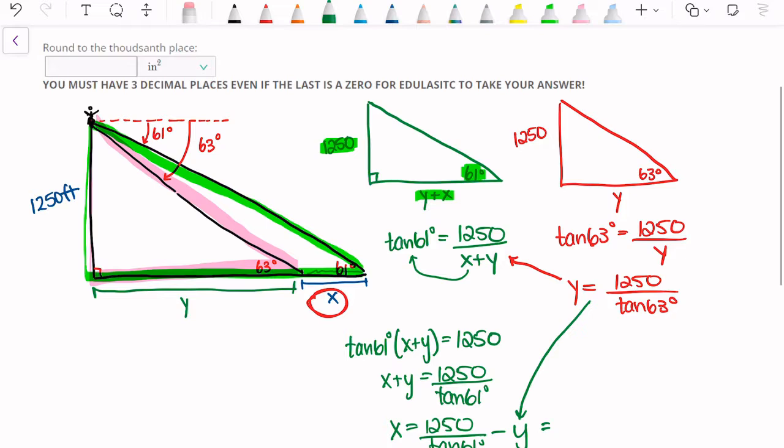So I'm actually going to put that all in my calculator carefully. 1250 divided by tan 61 minus 1250 divided by tan 63, being careful with my parentheses. And I got 55.9795 feet. So if I had to round that to 3 decimals, I would put 55.980 feet for my final answer.